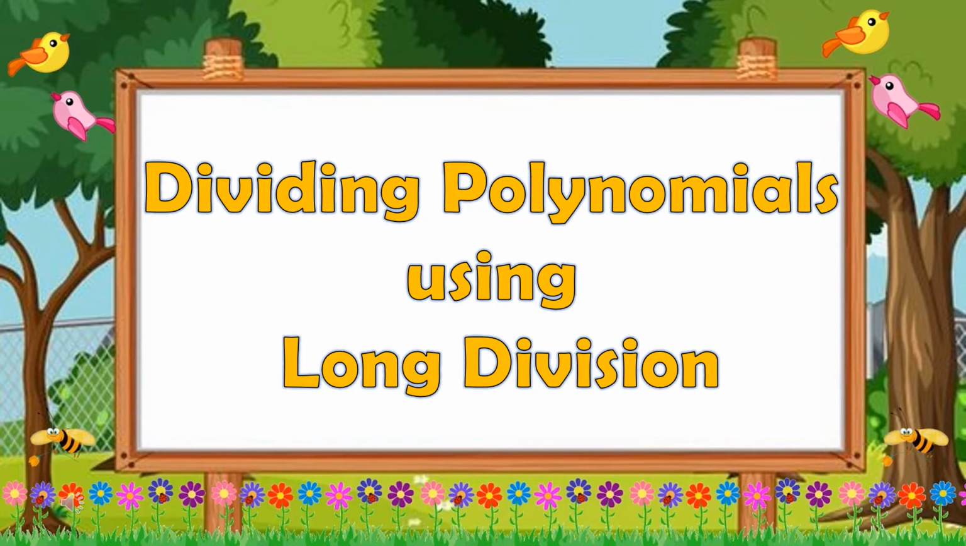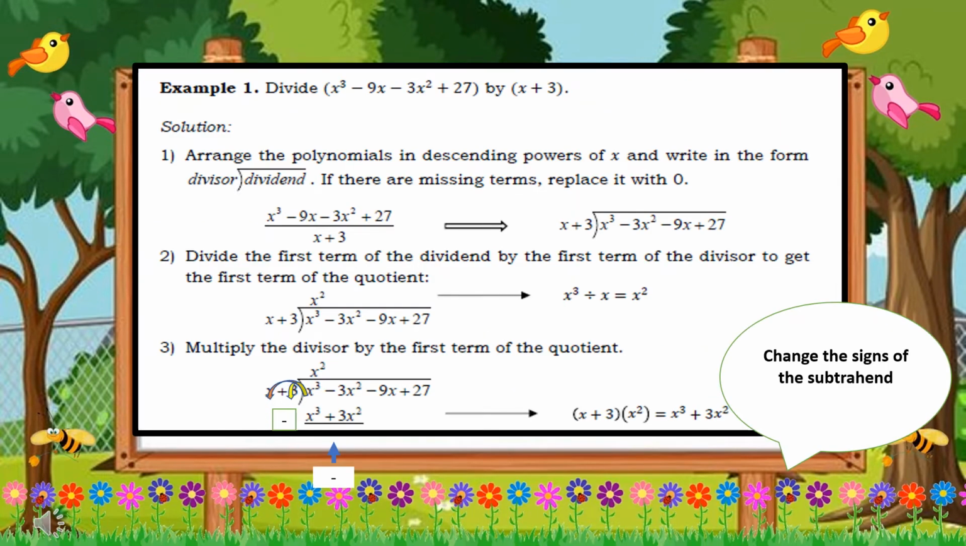Dividing polynomials using long division. So we have here our example. Divide x cubed minus 9x minus 3x squared plus 27 by x plus 3.